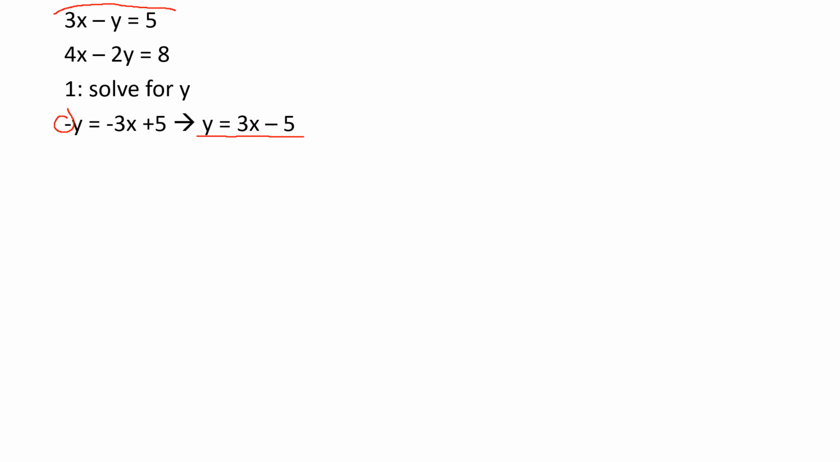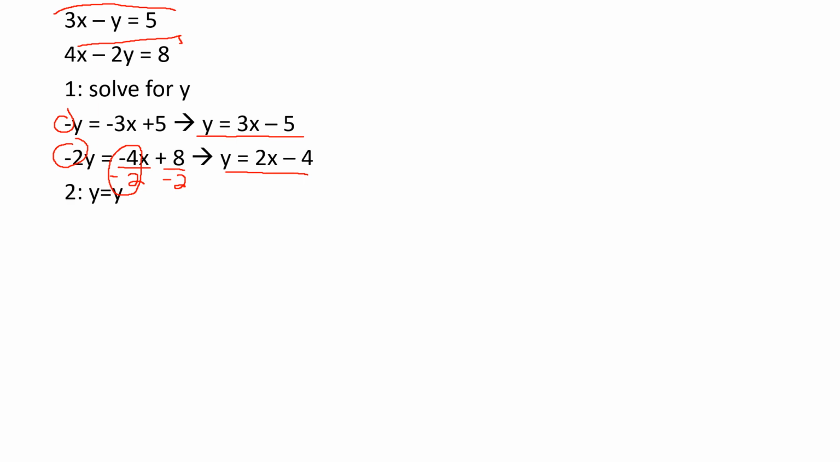And then I'm going to move my 4x over from my bottom one. And that becomes -2y equals -4x plus 8. Then I have to get rid of this, so I'm going to divide everything by -2. -4 divided by -2 is 2. 8 divided by -2 is -4. So there's my second equation. Remember, when you have multiple terms, you have to divide everything by that. And watch those negatives.